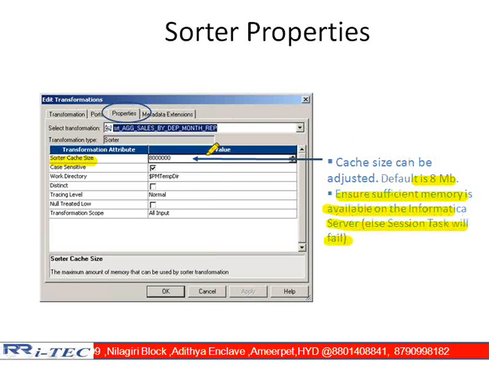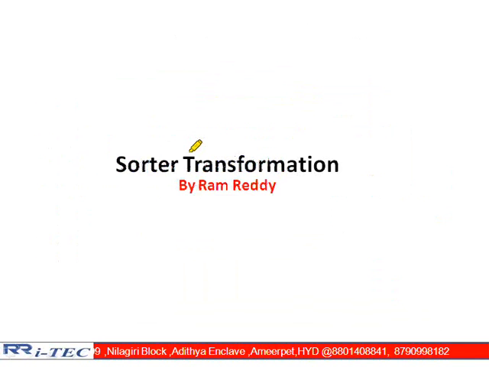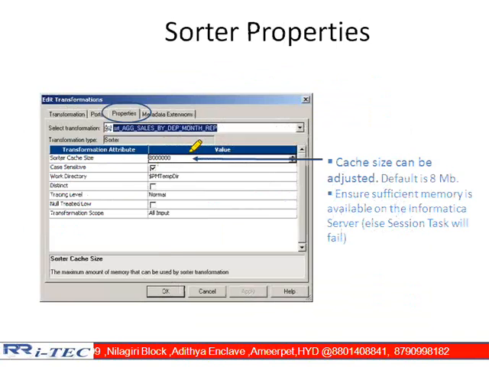Next, ensure sufficient memory is available on the Informatica server, else the session task will fail. Suppose you given 8 MB, but in your hard disk you don't have that much space. Only 7 MB is available. Then the cache file cannot be stored, right? So it's going to throw the error. Okay, that's the meaning of the sorter transformation. It is clear, sir?